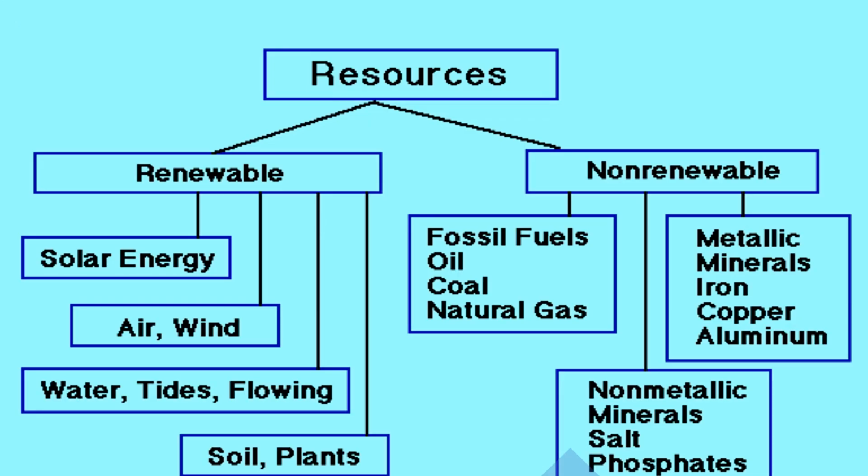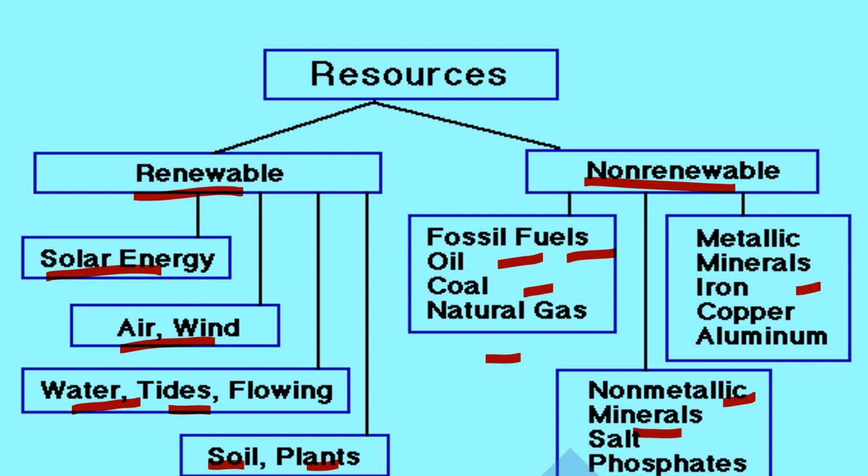Okay students, let's discuss the resources available to us on our earth. There are two types of resources, renewable and non-renewable. Renewable resources include solar energy, air, wind, water, tides, soil, plants. And non-renewable resources include fossil fuels, oil, coal, natural gas, salts, minerals, iron, copper, metals. All these resources are non-renewable. So I'm going to explain these resources to you now.